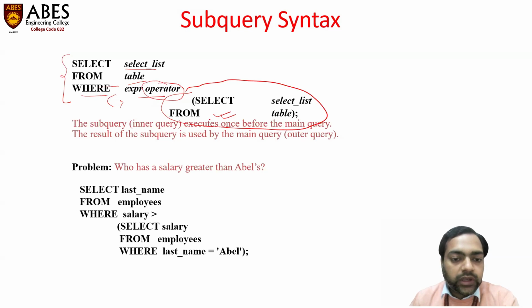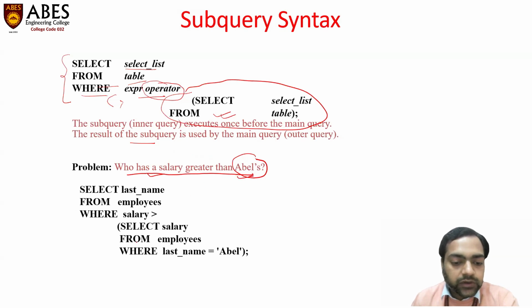Now the subquery executes once before the main query. I have already told you, first of all, the inner query will execute, and after that, the result of the subquery is used by the main query as an input, right? Now, we have a problem: who has a salary greater than ABEL? So first of all, we want to know what the salary of ABEL is. After that, we can give the answer of who has a salary greater than ABEL.